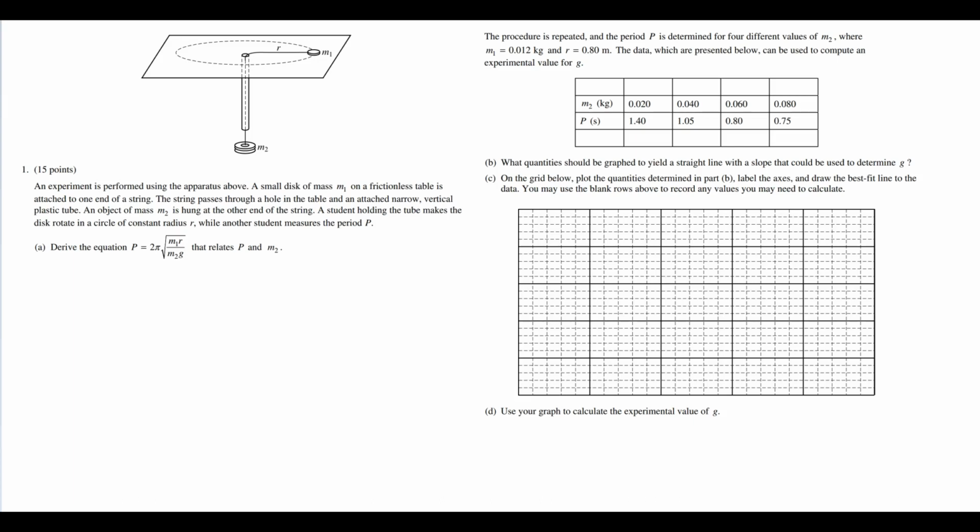All right, so part A is to derive the equation P equals 2 pi times square root of m1r over m2g that relates P and m2. Okay, so what do we do here? Now, let's draw a little diagram.